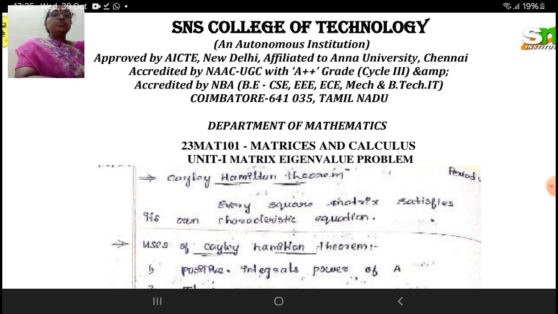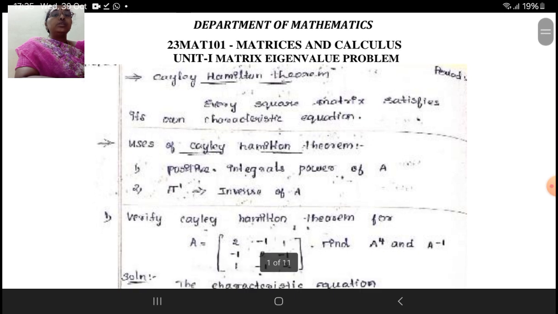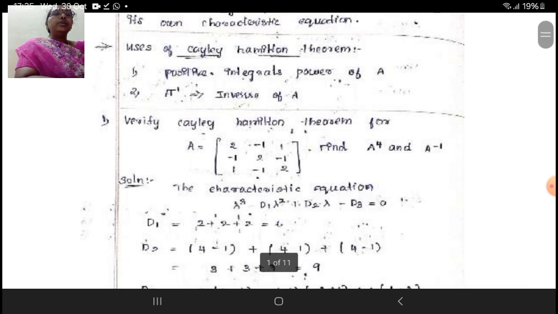Today we are going to discuss the Cayley-Hamilton Theorem. Every square matrix satisfies its own characteristic equation. This is the statement of the Cayley-Hamilton Theorem. It is used to find positive integral powers of A and the inverse of A.